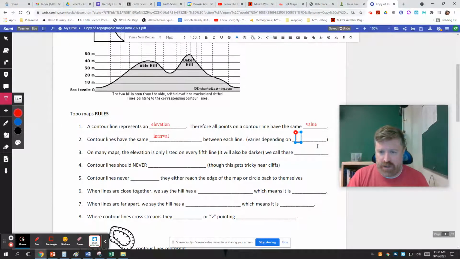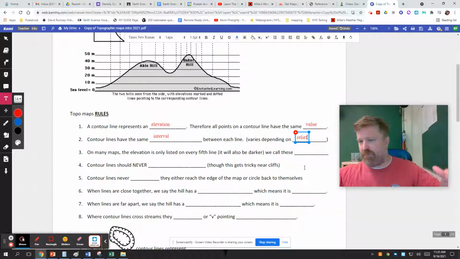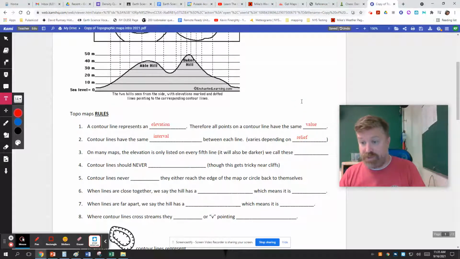All right, contour lines have the same interval between each line. Now this will vary depending on the relief of an area. What that means, in simple terms, is how hilly is it? What's it like around here? We've got relatively flat land with a couple of big rolling hills. Go into the Adirondacks, and it's much different. It's much steeper, with much larger hills and mountains, right? So you're going to have different intervals to be able to represent what you see on a map. Or go somewhere that's totally flat, like the middle of Kansas. You'll have to have a different interval there.